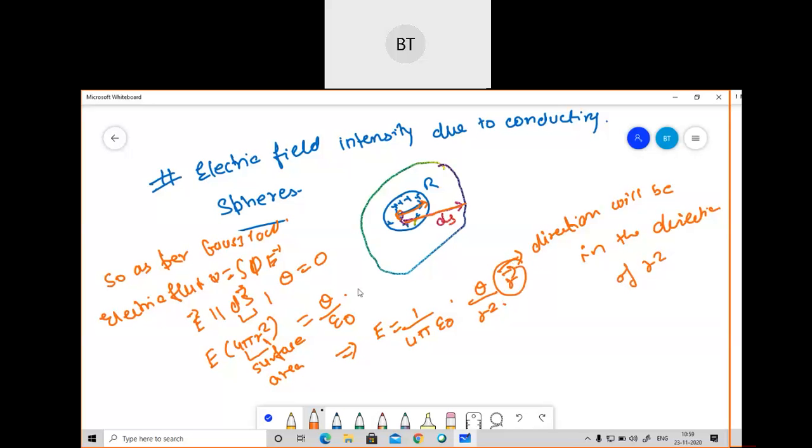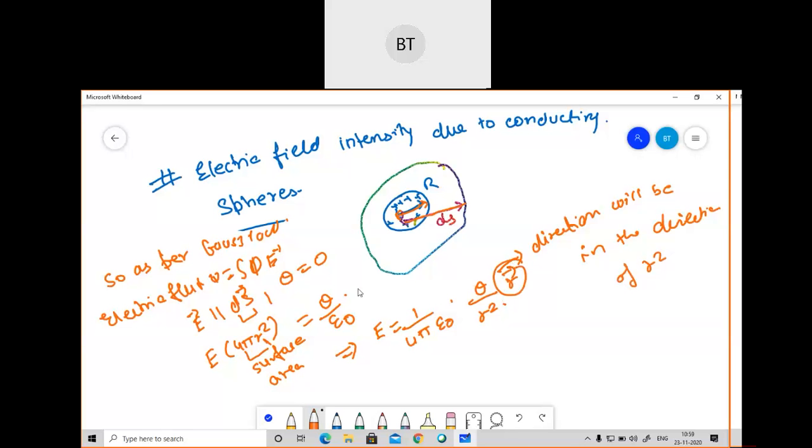So what I'm getting here is that the electric field will be equal to 1 by 4 pi epsilon naught into q by r square. So q will be the charge which I'm depositing onto the surface, r will be the distance from the surface, and that will be the r vector which I'm denoting here. So this is our first case.